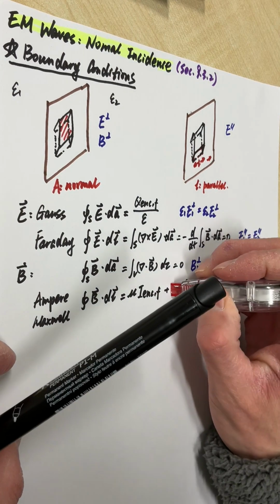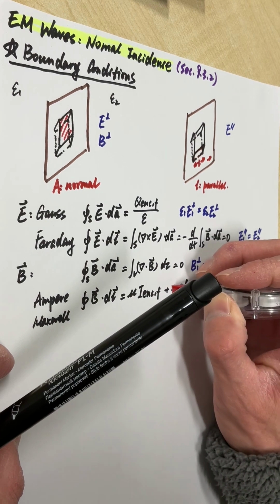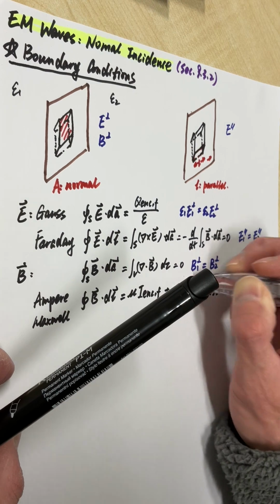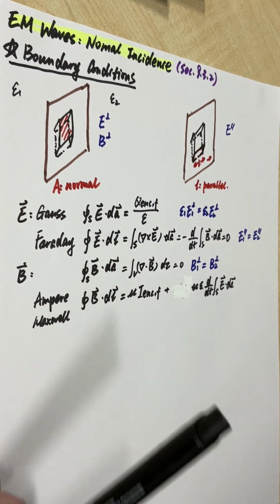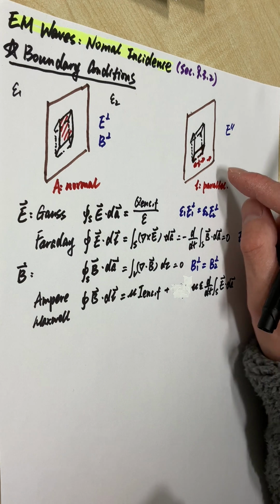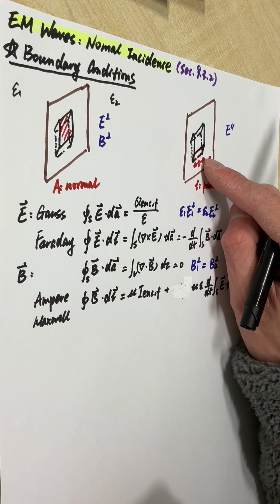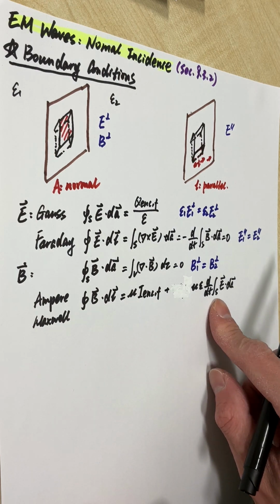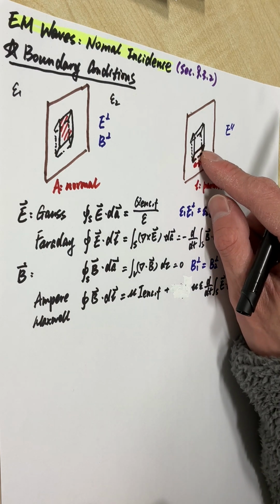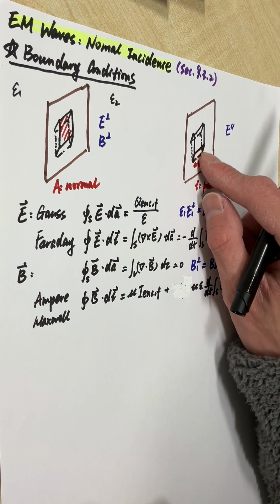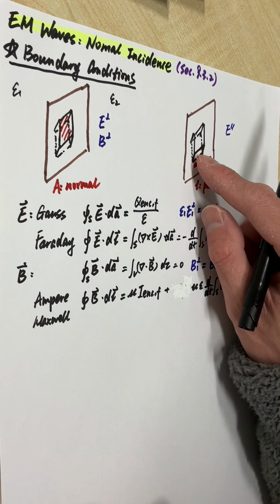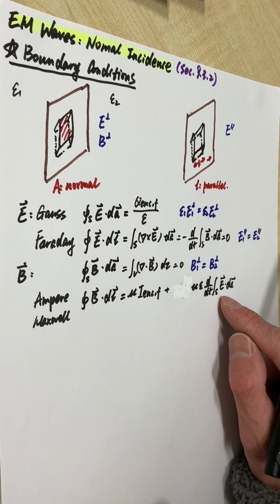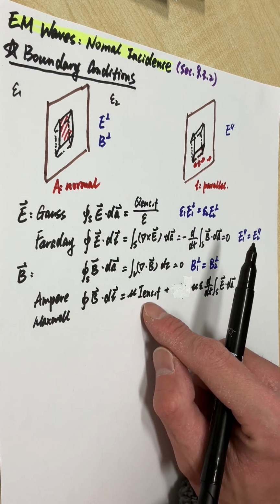Let me erase this to avoid confusion. Okay, so we are investigating the path integral, but now because of Maxwell's fix, the second term is flux, and the flux through this area enclosed by the closed path is 0 because the thickness is 0, and the area is infinitesimally small as well. So this term equals 0, but this term has value.